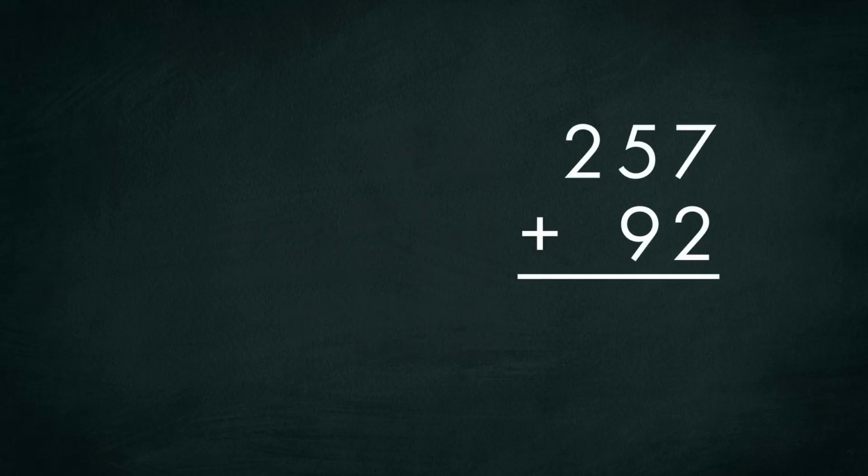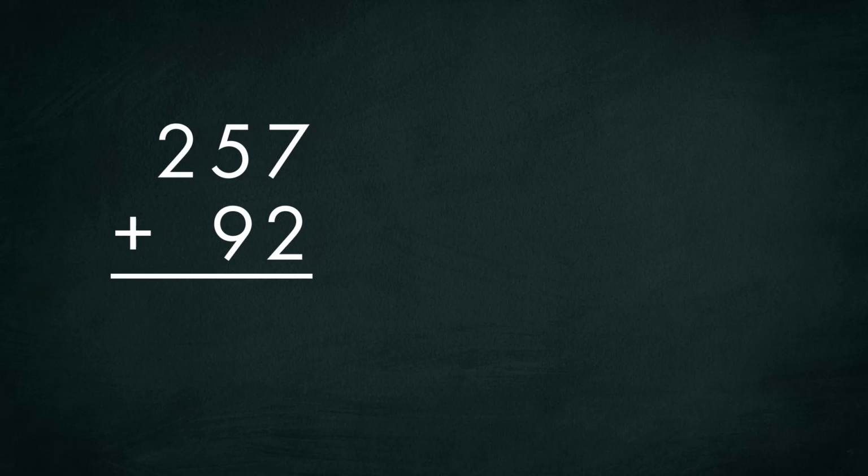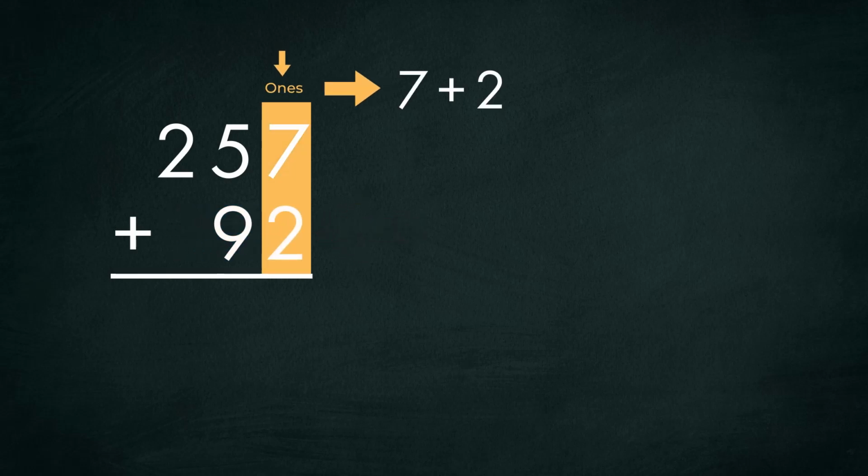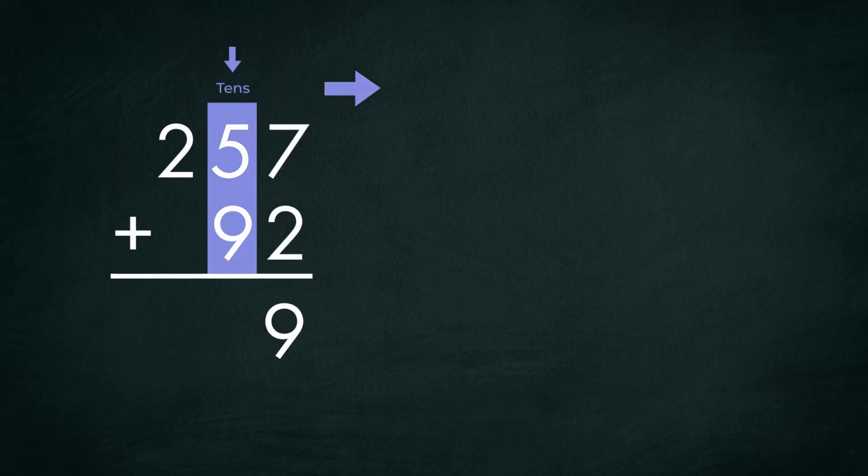Okay, the next addition is 257 plus 92. Remember to position the numbers correctly so that the ones, the tens, and the hundreds of each number are aligned. Don't misplace them like this, or you're going to get the wrong answer. In the ones column, we have 7 plus 2 equals 9. All right, since the sum is not 10 or higher, we don't need to regroup anything, and we can write down number 9. In the tens column, we have 5 plus 9 equals 14.